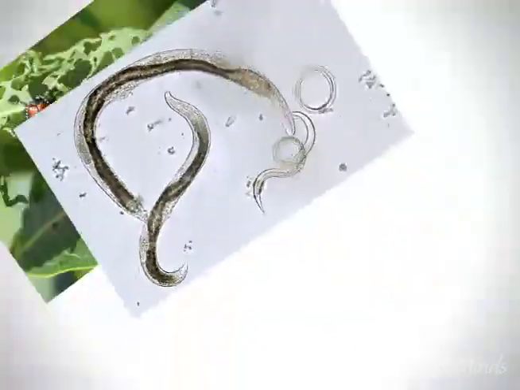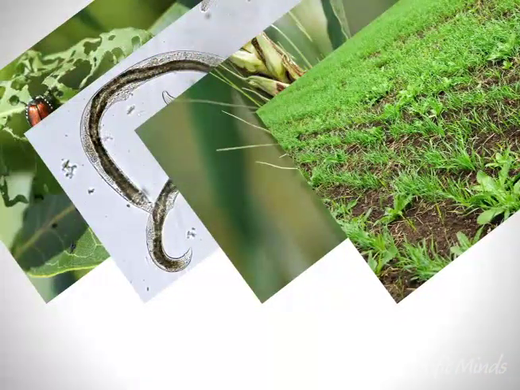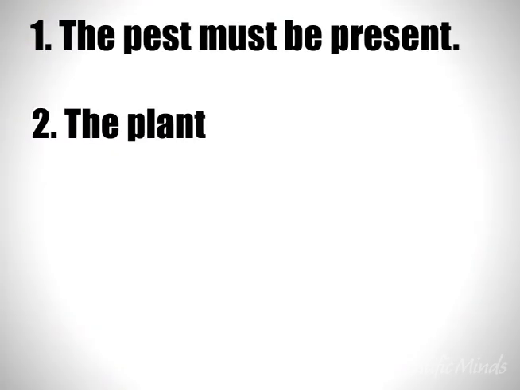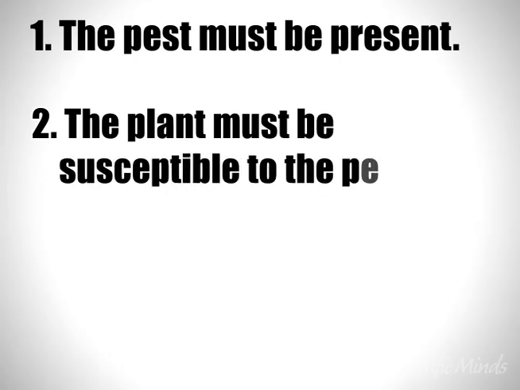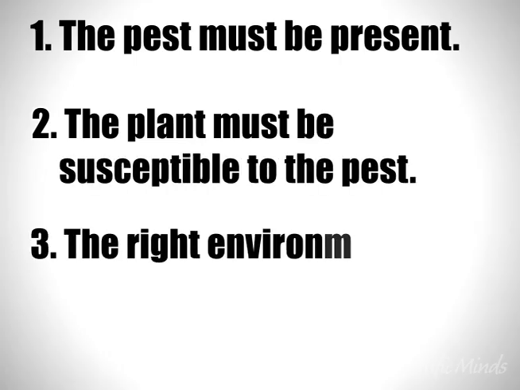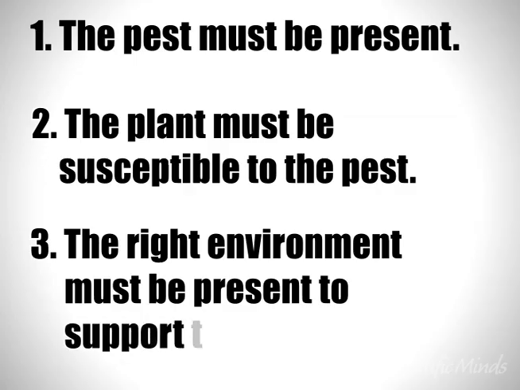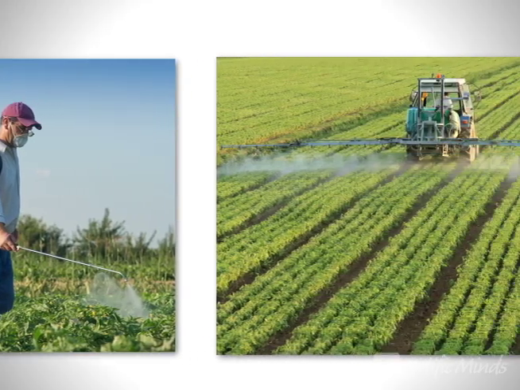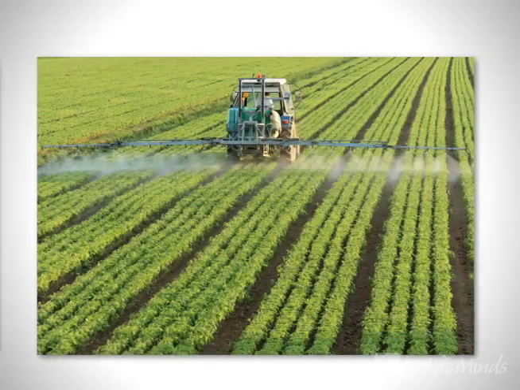Insects, nematodes, diseases, and weeds are all pests that can cause damage to plants and increase production costs. However, 3 conditions must be present for an infestation to occur. First, the pest must be present. Second, the plant must be susceptible to the pest. And third, the right environment must be present to support the pest. To avoid pest infestations, farmers can use pesticides to make the environment harmful to pests.